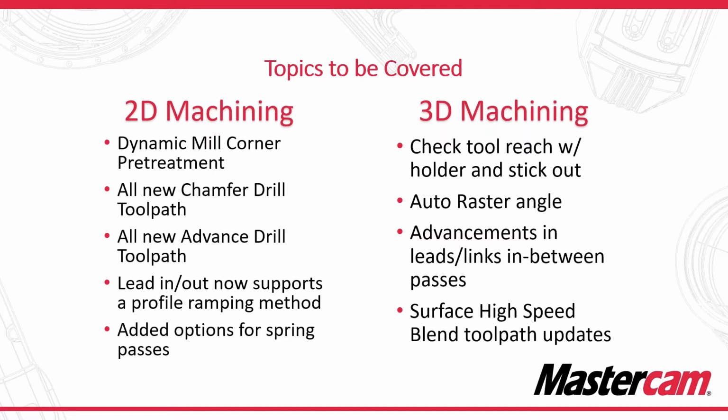In 3D machining, we're going to be going over a new function called check tool reach, and it'll actually check your tool reach based on your holder and how much stick out you have. We'll be going over a new auto raster angle checkbox found in the high-speed raster toolpath. Advancements in our leads and links in between our toolpath slices. And then the last thing we'll be going over is new blend toolpath updates.